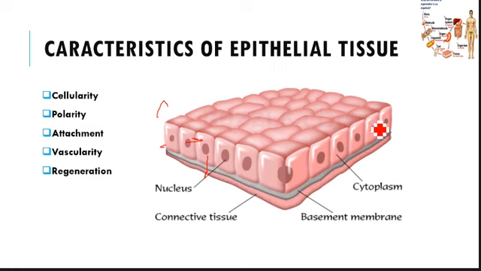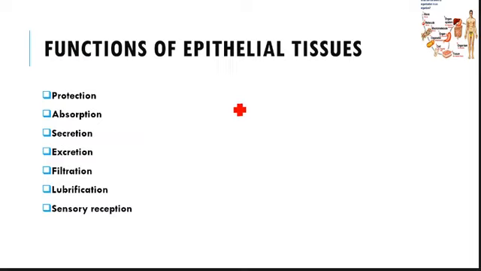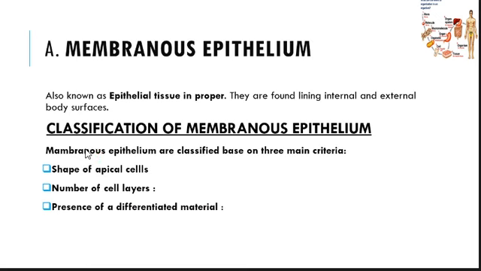Vascularity: if you look, these epithelial tissues lack blood vessels. They are called avascular. Regeneration: the cells regenerate continuously and very fast. Functions of this epithelial tissue: they have protective, absorptive, secretory, excretory, filtration, and lubrication functions, and sensory reception. They carry out these different functions based on where they are found.